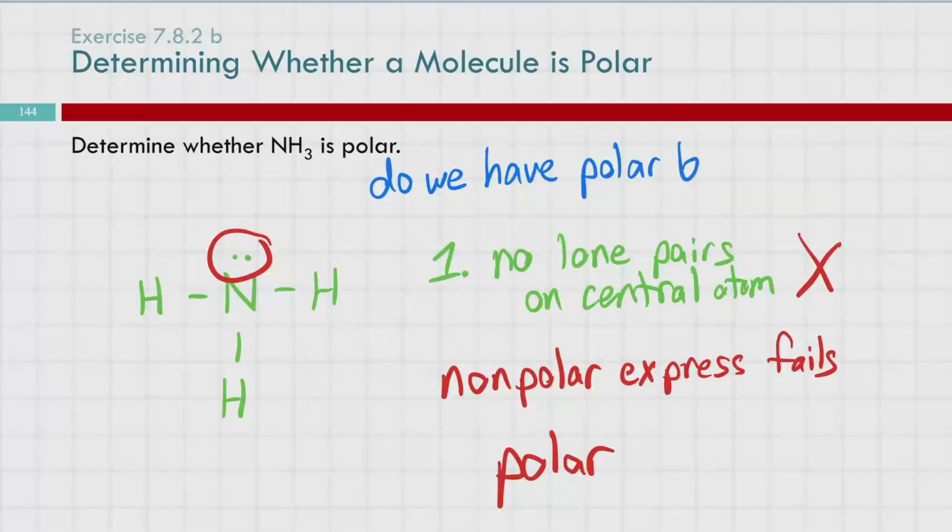Do we have polar bonds? You have to have polar bonds to have a polar molecule. We've got nitrogen to hydrogen. Nitrogen is 3.0, hydrogen is 2.1, 0.9. This is a polar bond. So we didn't waste our time doing the nonpolar express check. But if you do this and you get a value that's below 0.4, then it can't be polar, which is mostly true.